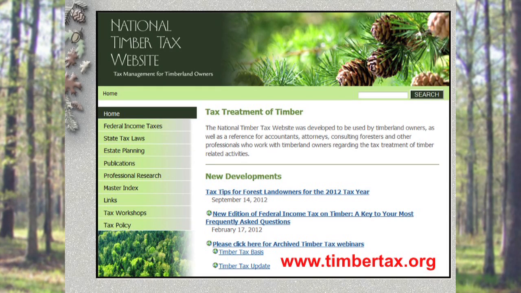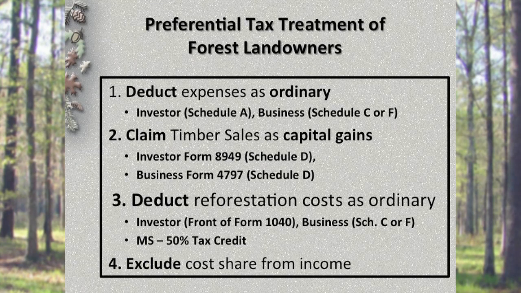Fortunately, we have what we call a tax site that's maintained by Purdue University, the National Timber Tax website. It's available to you for free, www.timbertax.org. We recommend you going to this site to have specific questions answered on your facts and circumstances on your forest land. I just told you that we hate to oversimplify, but we're going to start with that.